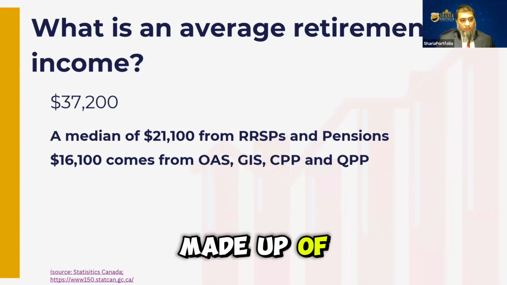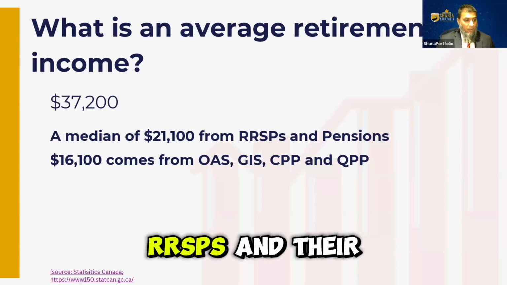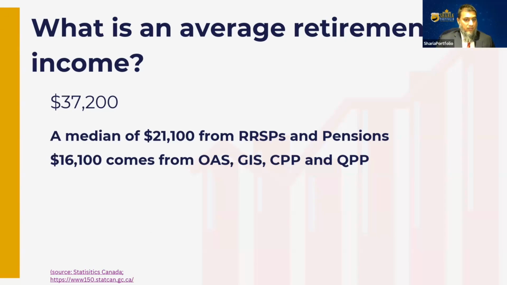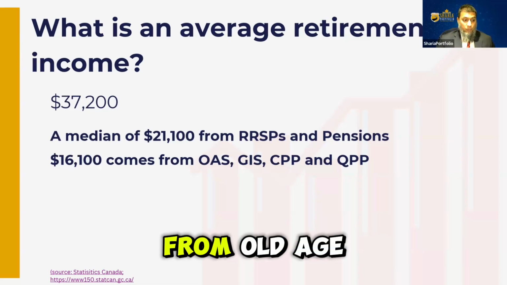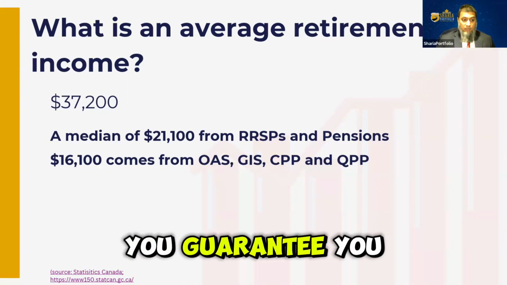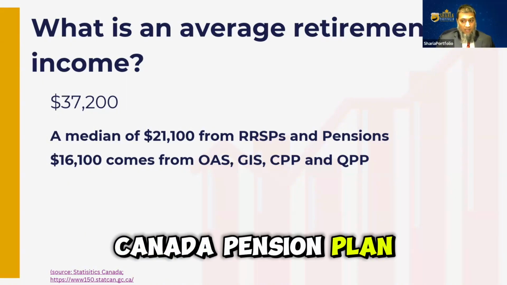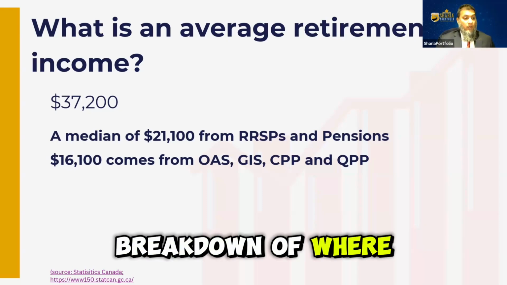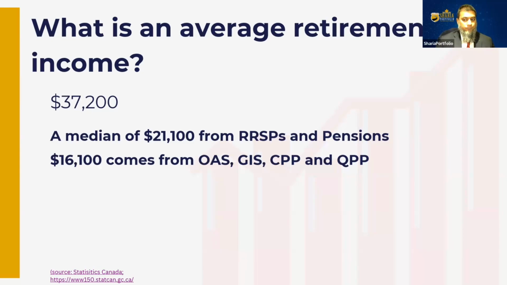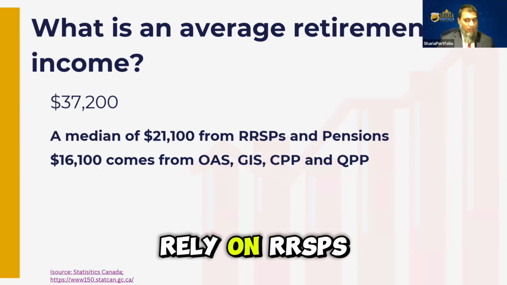And this is made up of two things. About $21,100 is coming from their RRSPs and their pensions. And $16,100 on average is coming from Old Age Security, Guaranteed Income Supplement, Canada Pension Plan, and Quebec Pension Plan. This is the breakdown of where our money is coming from. So we really do rely on RRSPs.